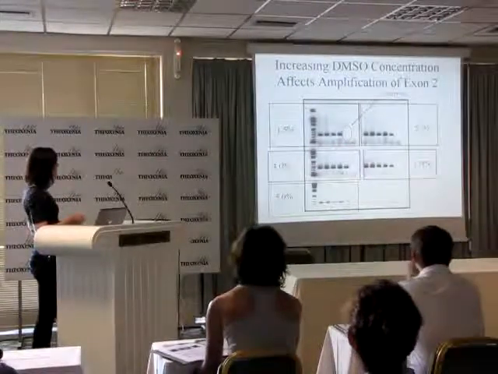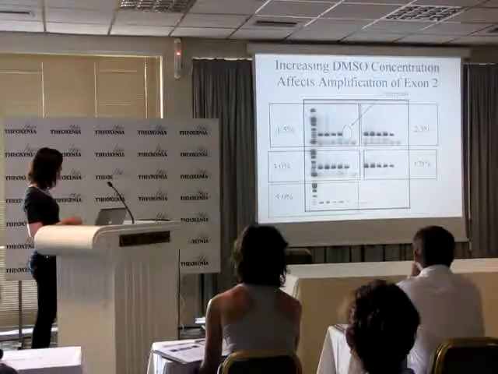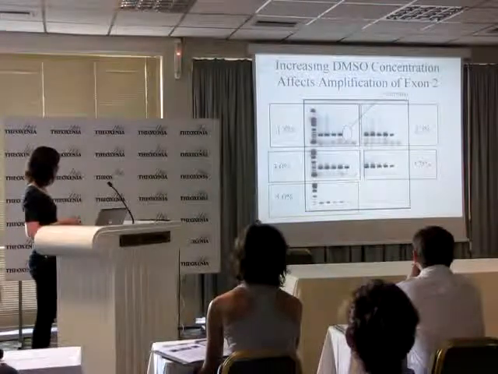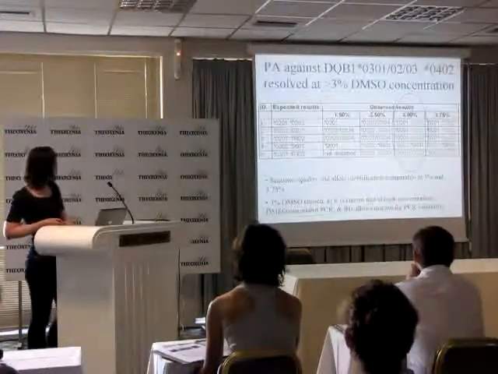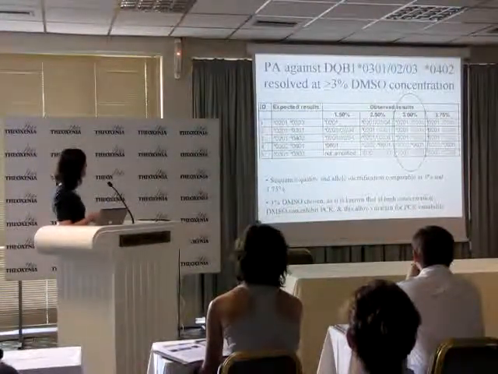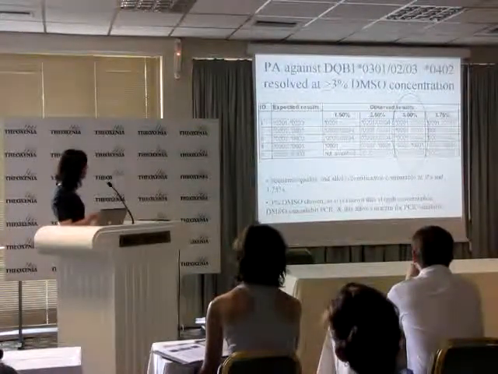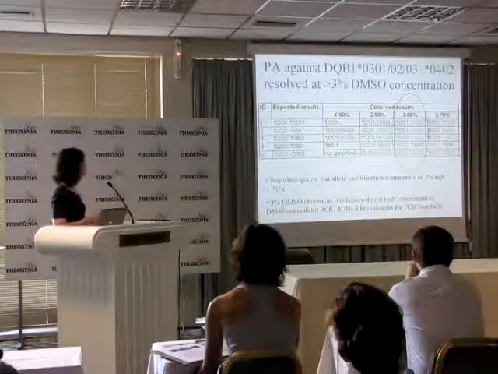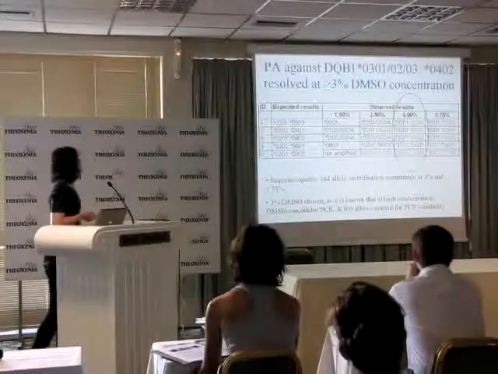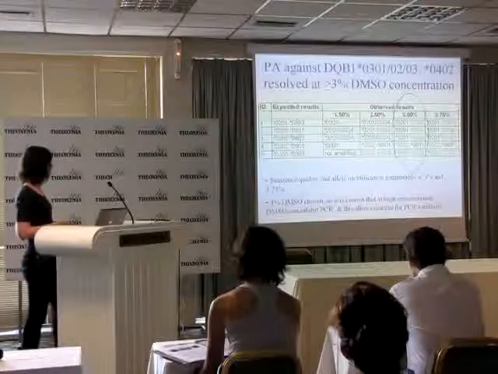As you can see with the 0301, which did not amplify at 1.5%, you can see the product as a faint band and then a stronger band at 3%. So I sequenced everything except the 5%. As you can see from the table, you can see the second alleles coming through for these samples, but it wasn't until the 3% DMSO that you were getting both alleles for all those samples that had PA. So the sequence quality and allele identification was comparable at 3% and 3.75%.